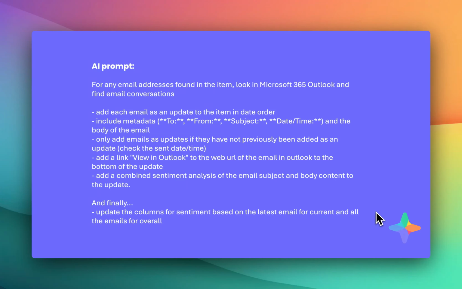So we're saying for any email addresses found in the item, look in Outlook and find email conversations. Add each email as an update to the item in date order and include metadata, to, from, subject, etc., and the body of the email, and only add emails as updates if they've not previously been added to an update. We're also saying add a link to view in Outlook so that we can link directly to Outlook. This is a deep link, and add a combined sentiment analysis of the email subject and body content to the update. And finally, we're going to update the columns for sentiment based on the latest email and for all the emails overall. So what does that look like?